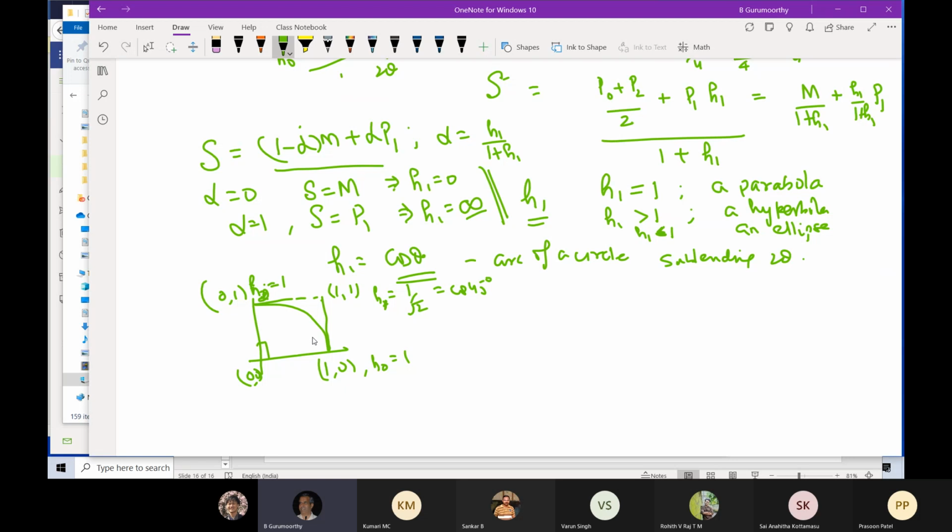So what's the difference between this and what you solved for earlier, where h0 was 1, h1 was 1, and h2 was 2? I said that both are giving you circles, exactly. But what is the difference then between these two? What do you think is the difference?